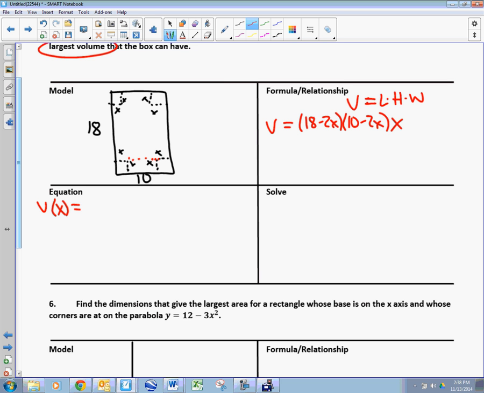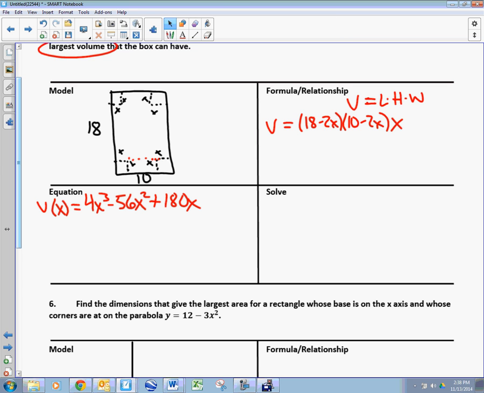Negative 2x times negative 2x times the x will be 4x to the third. Negative 2x times 10, negative 20x, and negative 2x times 18, negative 36x. Add them together, I get negative 56, and distribute the x, I'll have negative 56x squared. 18 times 10, 180, distribute the x, I'll have 180x. This is our function in terms of volume.